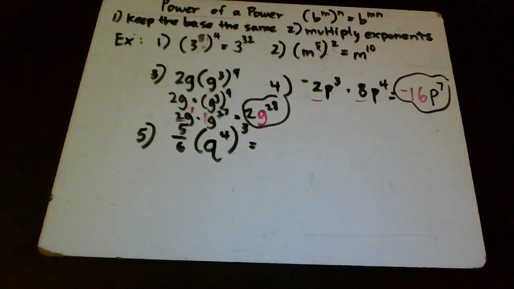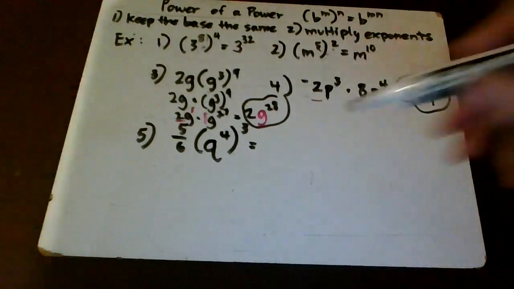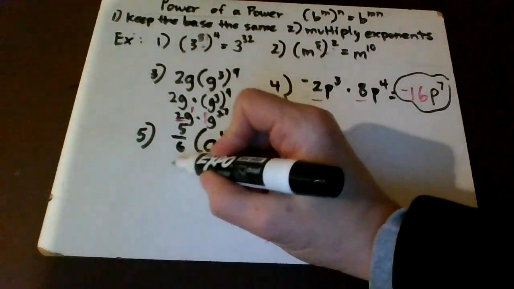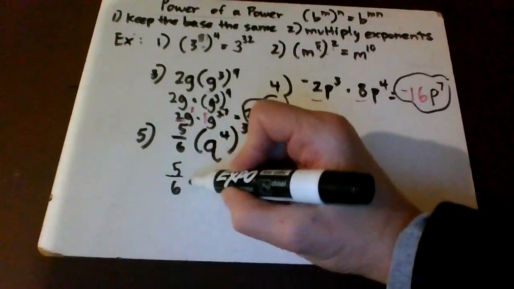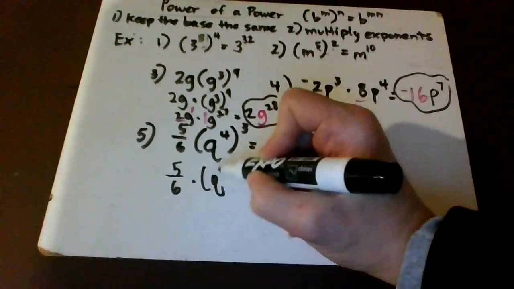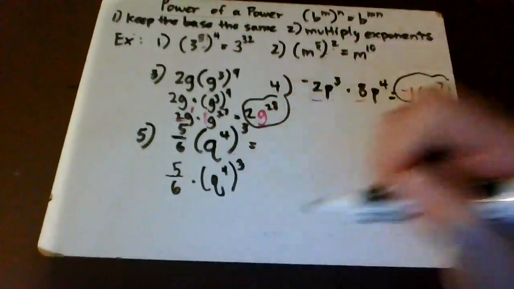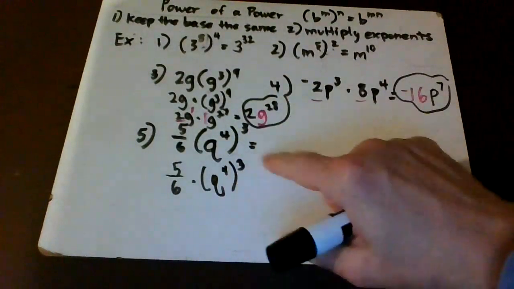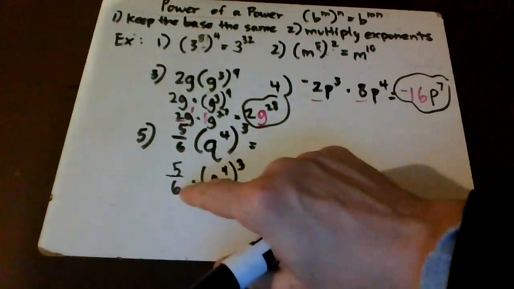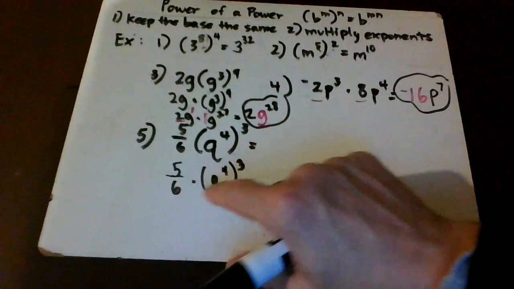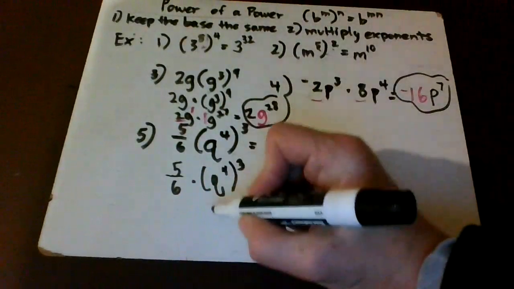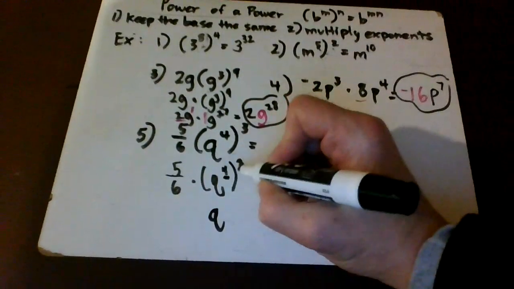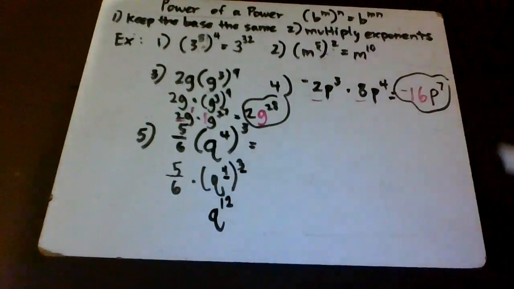My last example I want to point out has a fraction in it, which kind of changes things just a little bit, and it really just changes how you write them up. So this is really 5/6 times q to the 4th all to the 3rd. It has a power of a power, not really a product of a power because I have no variable here. So let's do this power of a power first. So I keep the base the same, and I multiply 4 times 3, which is 12.